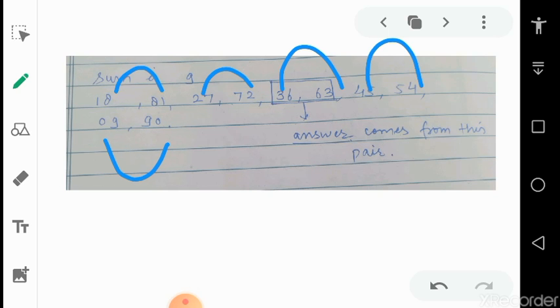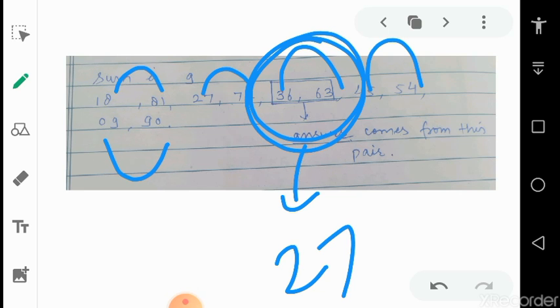Now see in which pair the difference is 27. Here only the difference of 36 and 63 is 27. Okay, now our answer is 36. In this way we can check our answer.